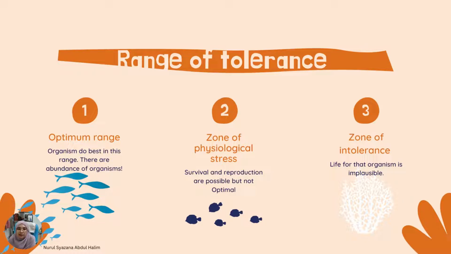Outside of that is the zone of physiological stress, where survival and reproduction are possible but not optimal. And outside of this zone are zones of intolerance, where life for that organism is impossible. As a principle, organisms that have a wide range of tolerance are more widely distributed than organisms with a narrow range of tolerance.